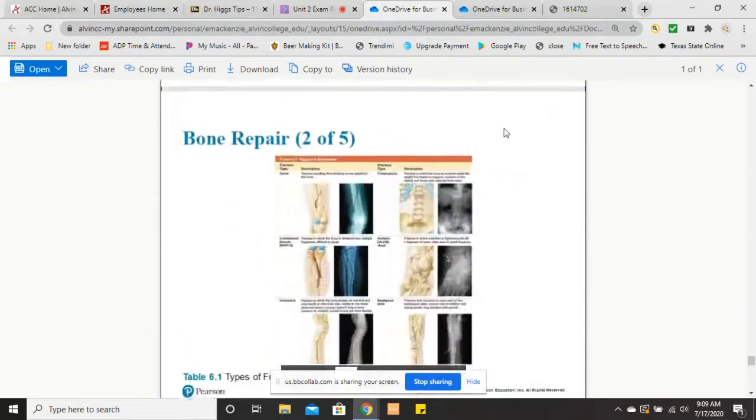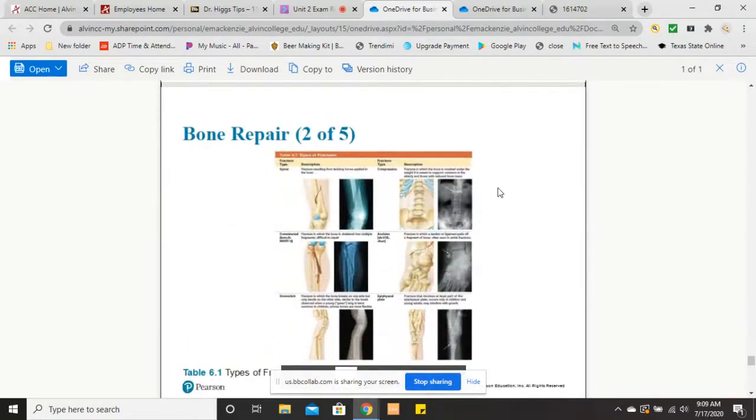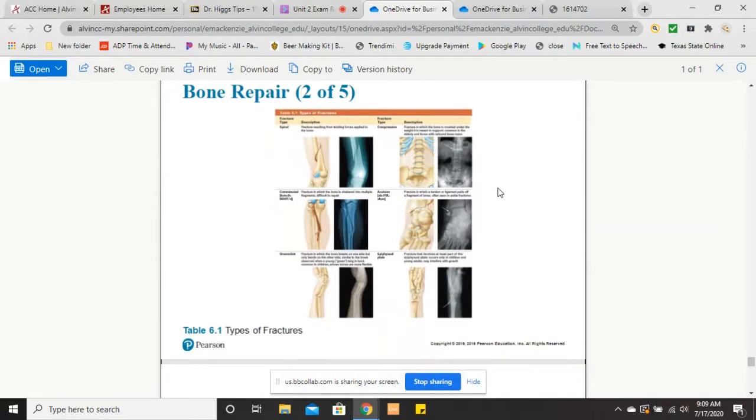All right. But then there are specific fractures now. You got to know these six specific fractures. And I could describe them. I'm not going to put up a picture, but I could describe the fracture and ask you what type of fracture it is. Let's go through these six and I'll describe them for you. First up is a spiral fracture. That's what you see here.